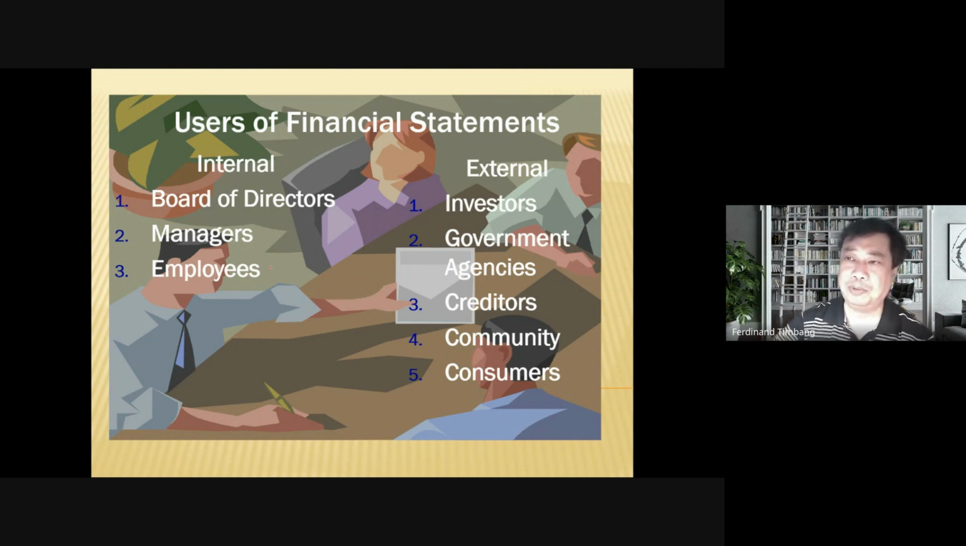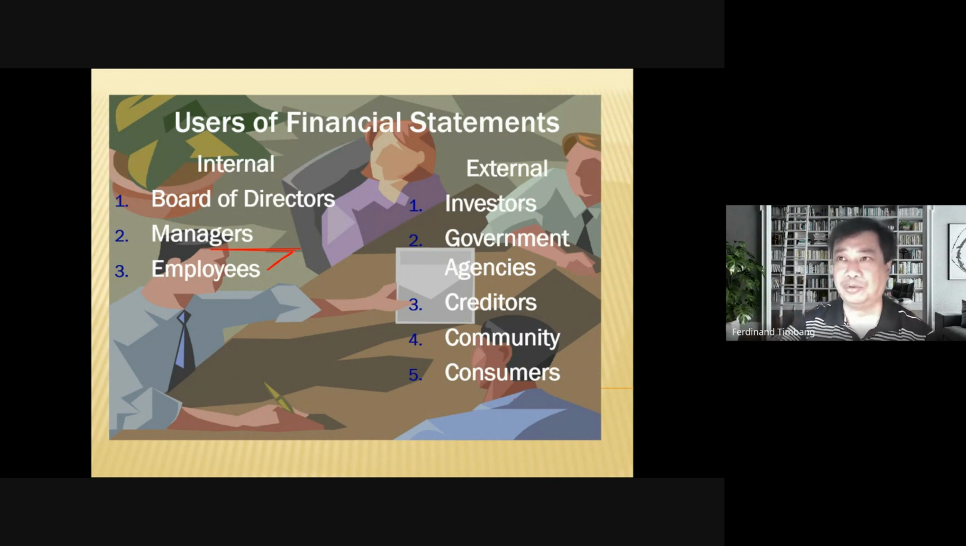But this one, the employees, sometimes they are categorized as external. Pero ako, kinakategorize ko palagi siya as employee. Bakit? Kasi employee pa rin naman siya ng company na nagpe-prepare ng financial statements. And as an employee, it is important to know also the performance of the firm. Siyempre, kung hindi magandang performance ng company, ba't ka mag-stay doon? Hindi ka, especially if you have a family to feed. So you have to look for another company.